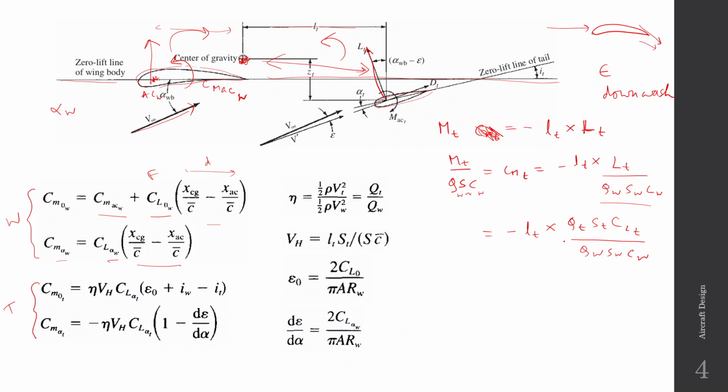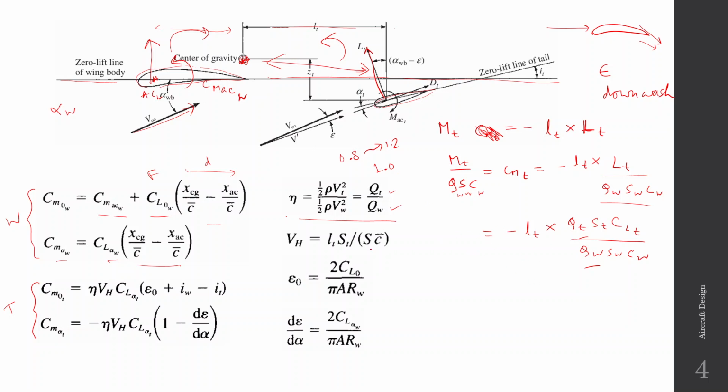Okay. Now you see that when you do this, the tail parameters come in the numerator and the wing parameters come in the denominator. These ratios have special names. The first one is eta. Eta is Qt by Qw. This ratio called eta varies from 0.8 to 1.2, and as a first approximation, you can consider eta as 1 also.